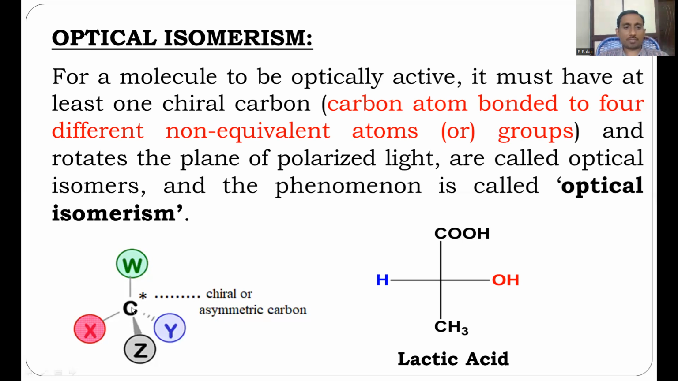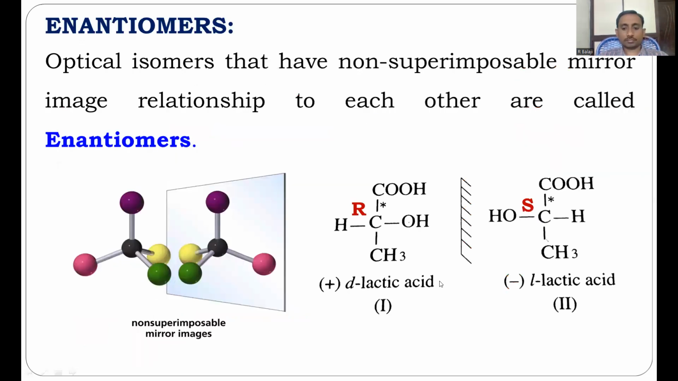Clearly observe here, the carbon contains a chiral center, meaning it has four different groups like W, X, Y, Z. It is considered a chiral or asymmetric carbon. Like this, I will take the example of lactic acid. The central carbon atom of lactic acid contains a carboxylic acid group, hydroxyl group, methyl group, and hydrogen. All are different groups, so it acts as an optically active chiral carbon.